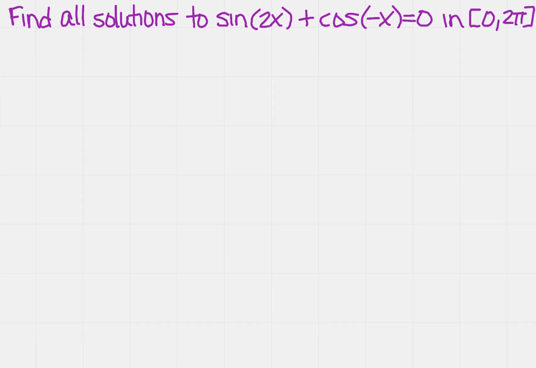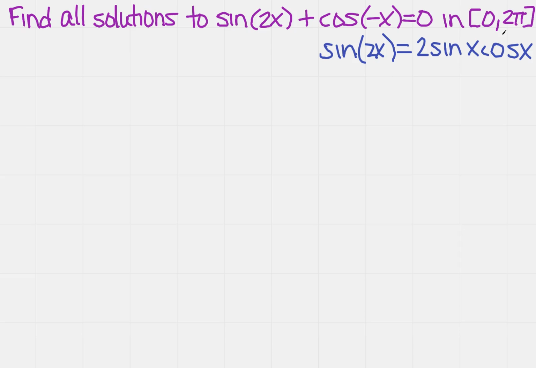Find all solutions to sine 2x plus cosine minus x equals 0 in the interval 0 to 2 pi, including both. So when I first look at the given, I notice it's got sine of 2x, and that makes me think of a rule or an equation that we've already learned. So what is that? Well, remember the sine of 2x is going to equal 2 times the sine of x times the cosine of x.